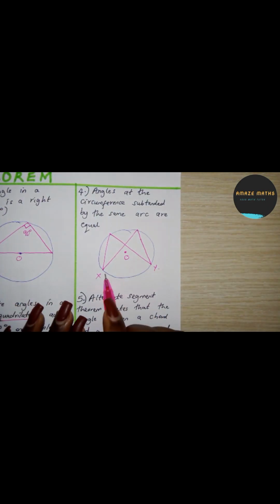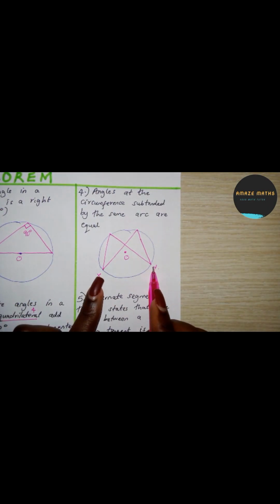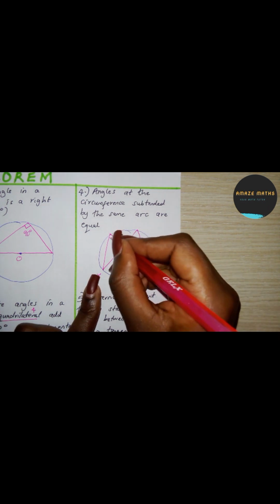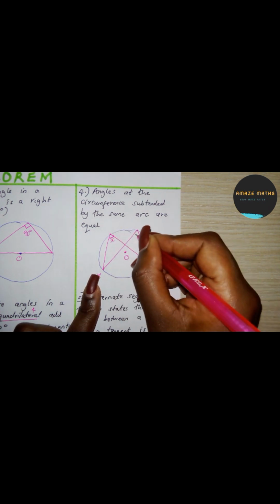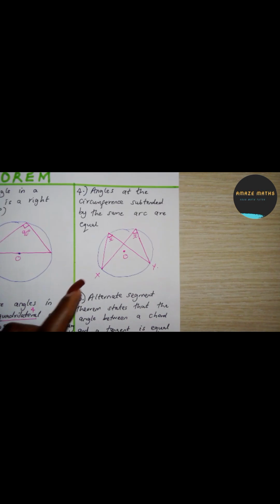So you see they're both coming from the same origin. So these angles are equal. So if that is x, that one would also be x.